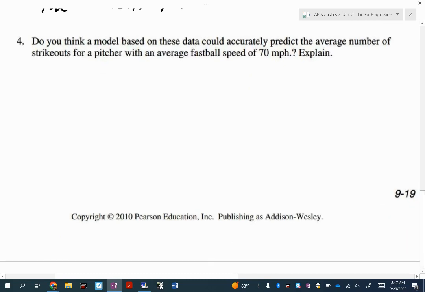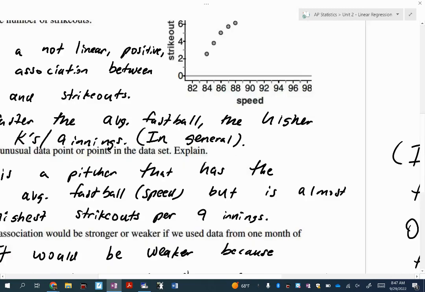All right, let's do the last one, then we'll be done. Good thought, Joshua. That's a really good thought. All right, number 4. Do you think a model based on these data could accurately predict the average number of strikeouts for a pitcher with an average fastball speed of 70 miles per hour?